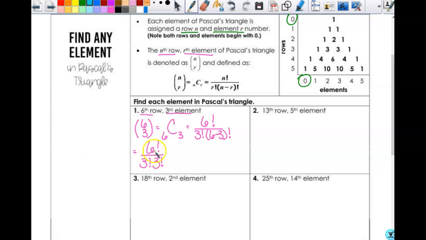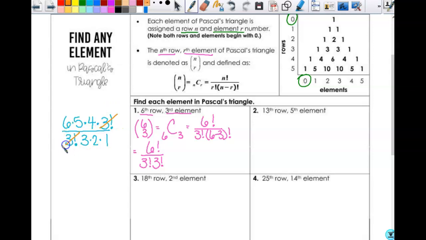One way to do this: 6 factorial is 6 times 5 times 4 times 3 times 2 times 1, but it's also 6 times 5 times 4 times 3. Now if I stop here, 3 times 2 times 1 is 3 factorial, which matches this first one here, 3 factorial, and then I can multiply this one out, 3 times 2 times 1.